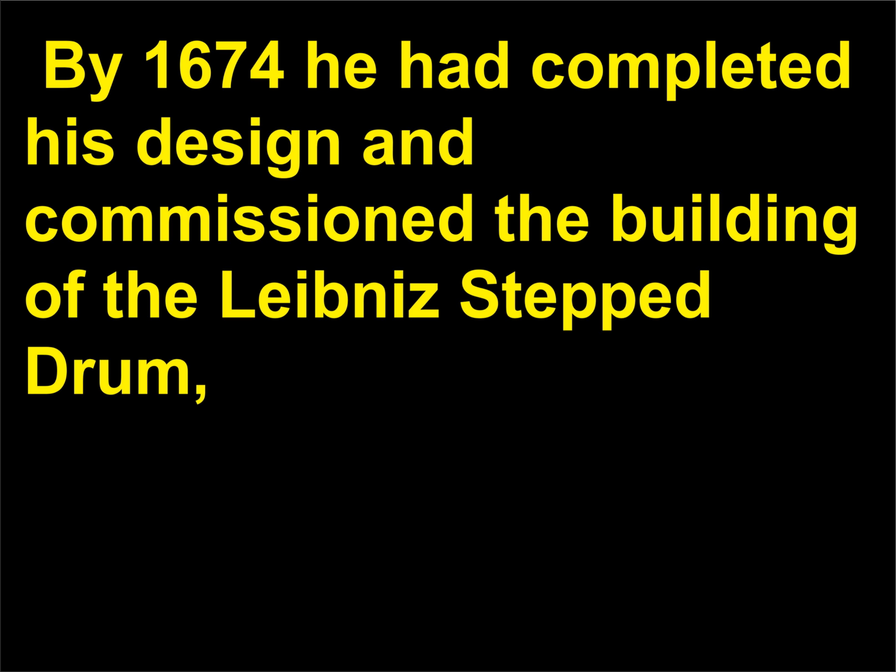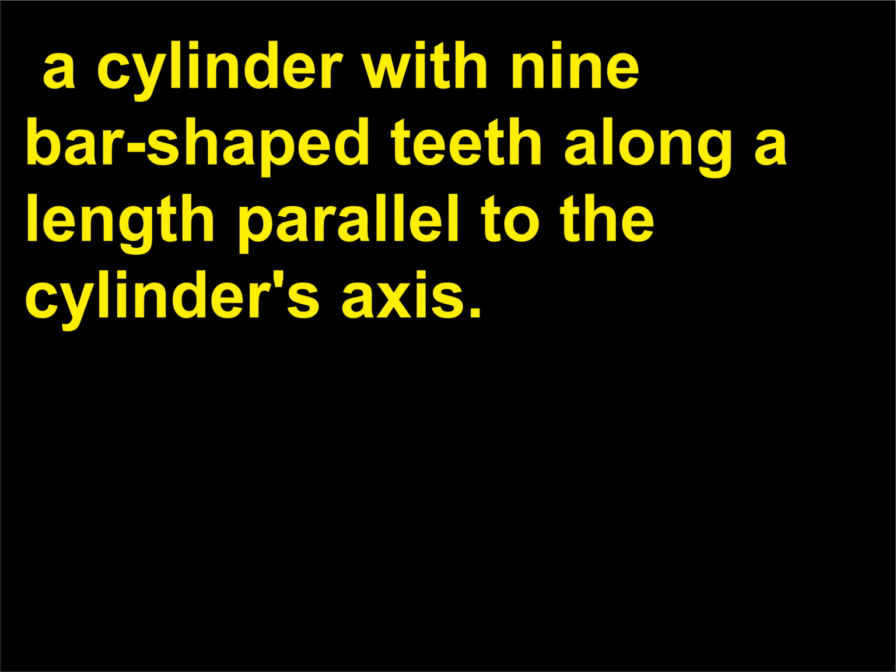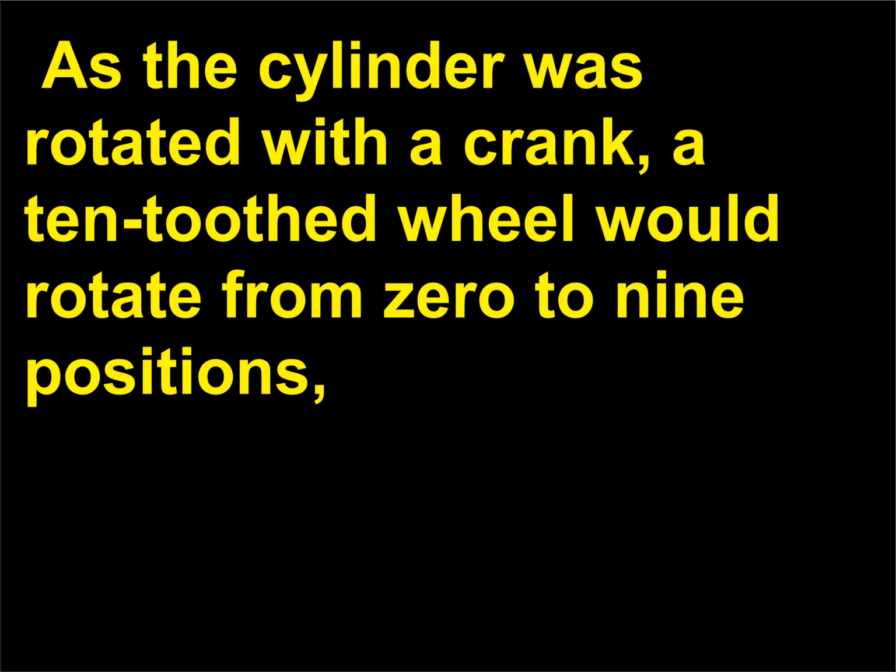By 1674 he had completed his design and commissioned the building of the Leibniz step drum, or the step reckoner, as he called his machine. The device used a special type of gear named the Leibniz wheel, or step drum: a cylinder with 9 bar-shaped teeth along a length parallel to the cylinder's axis. As the cylinder was rotated with a crank, a 10-toothed wheel would rotate from 0 to 9 positions, depending on its position from the drum.